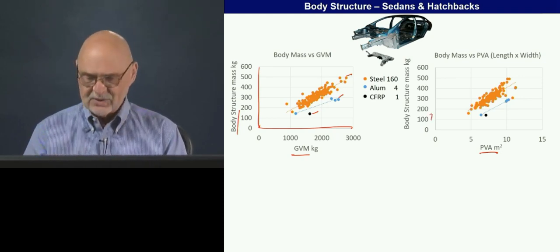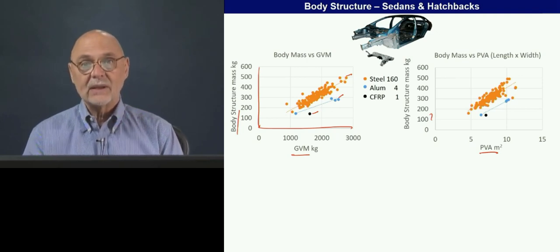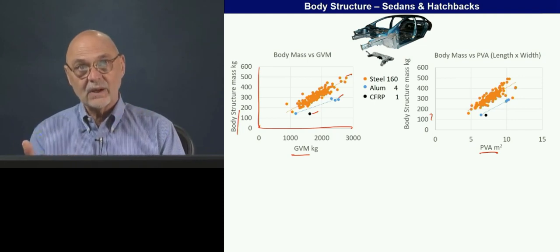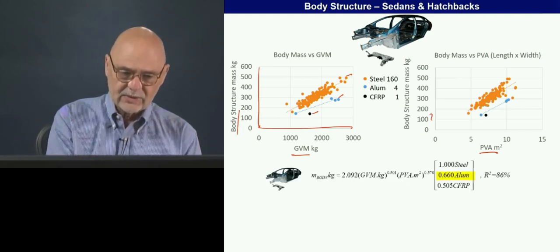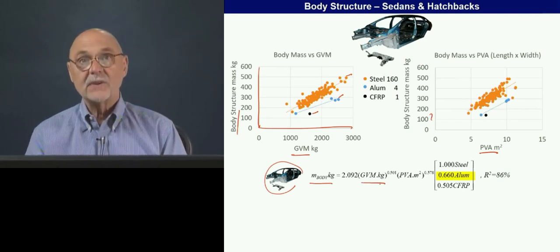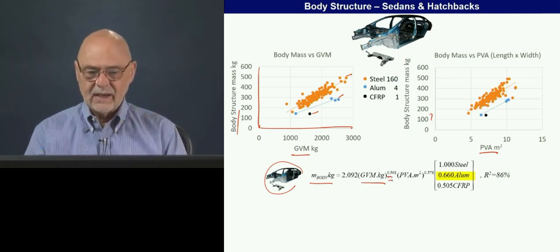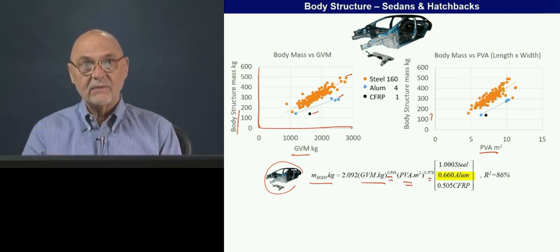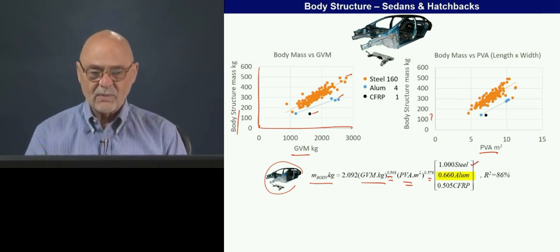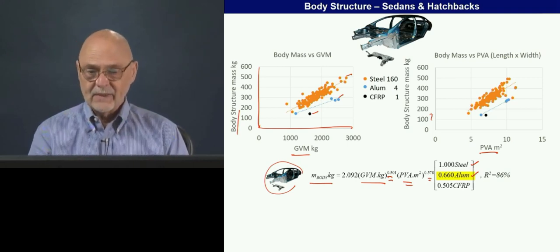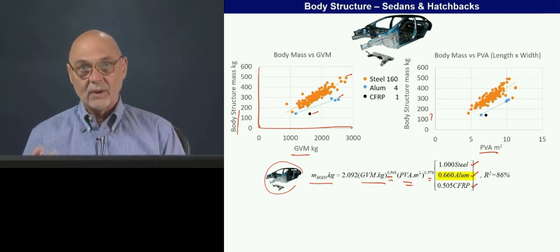We'd like to look at this in 3 dimensions, but what we can do is do a regression of this information and come up with an equation that takes all of the mass drivers into account. And this is the resulting equation, that the mass of the body structure system depends on the gross vehicle mass to some power, the plan view area to another power, and then so we can calculate that for a given vehicle. And then if the vehicle is steel, we just multiply that result by 1. If it's aluminum, we multiply it by 0.66. If it's carbon fiber, we multiply it by about 0.5.